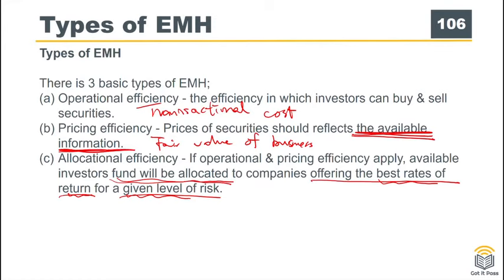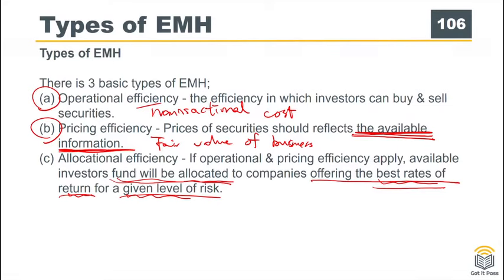And for C, it means allocational efficiency. It means that when both operational efficiency and pricing efficiency apply, then investors can allocate their funds to the companies which can offer the best rates of return for a given level of risk. So it means that investors can freely invest in the companies providing the best rate of return for the level of risk they can accept.